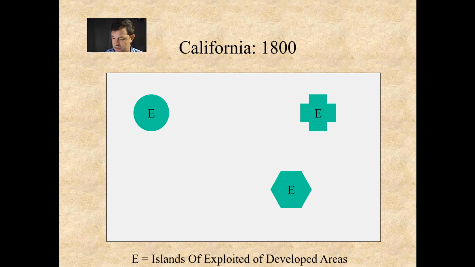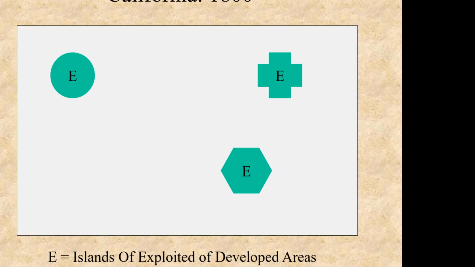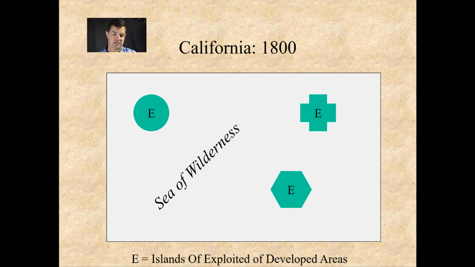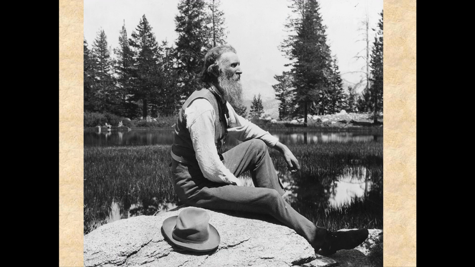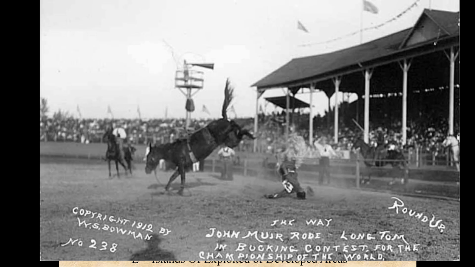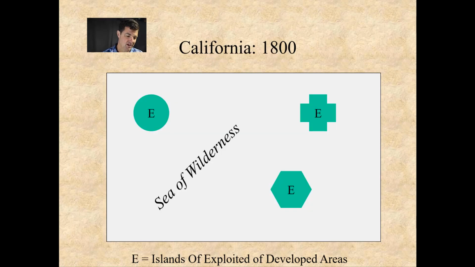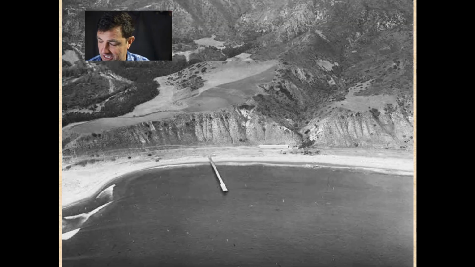If you look at California in about the 1800s or so, it's very different than the California we have today, because in California in the 1800s, you had these islands of exploited areas or developed areas that were surrounded by a sea, a wilderness in a sense. John Muir talks about riding his horse through the Central Valley, which is now Highway 5, where the wildflowers would be growing all the way up to the belly of his horse. So have a look at this awesome picture.